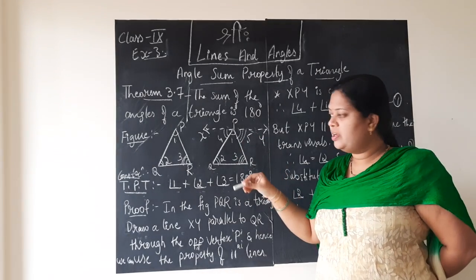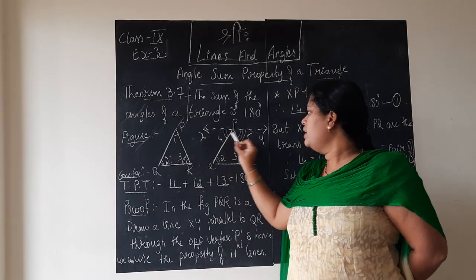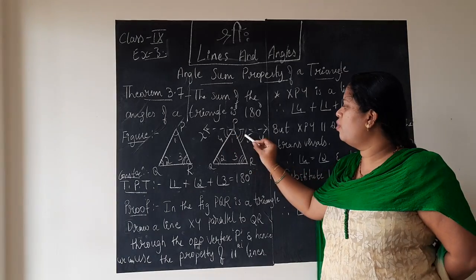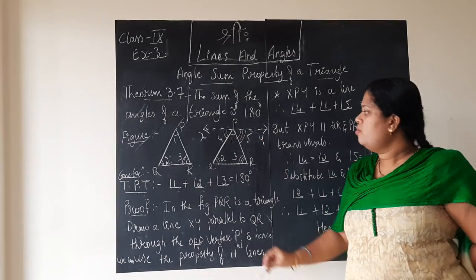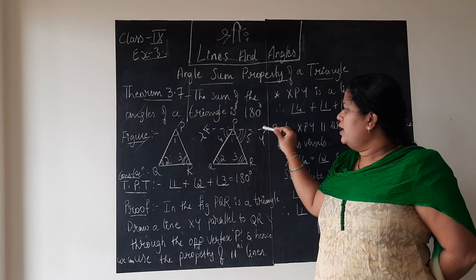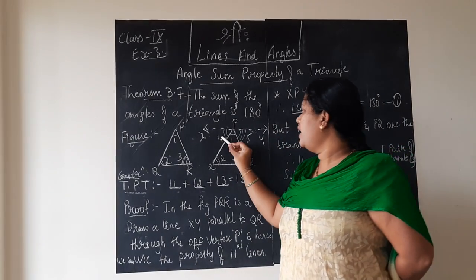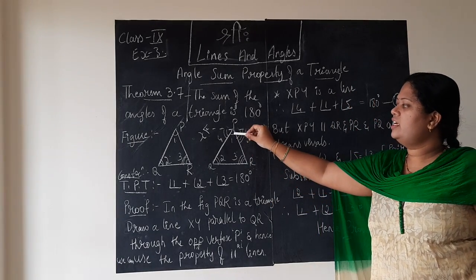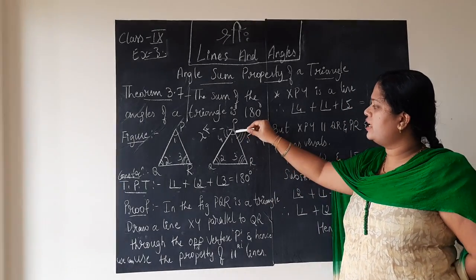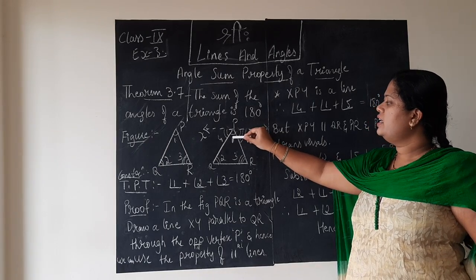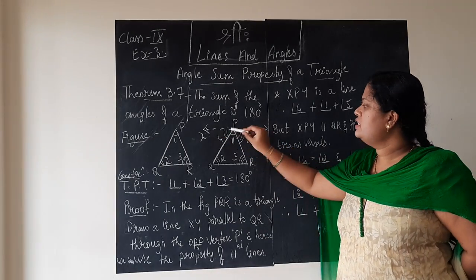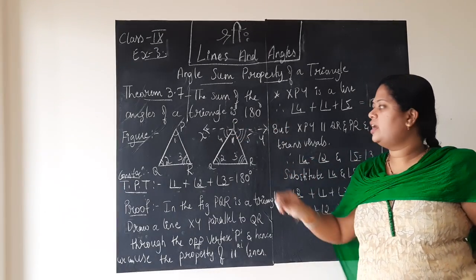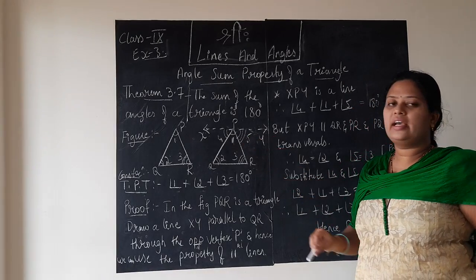Hence, children, after drawing this line XY which is parallel to QR, along with angles 1, 2, 3 which were previously present in the triangle, we get two more new angles. They are angle 4 and angle 5. Now, near this line, we have three angles in total: angle 4, angle 1 and angle 5. Angle 4 and angle 5 are the angles outside the triangle, whereas angle 1 is the angle inside the triangle. When we consider XPY a straight line, the three angles formed near that straight line are angle 4, angle 1 and angle 5.